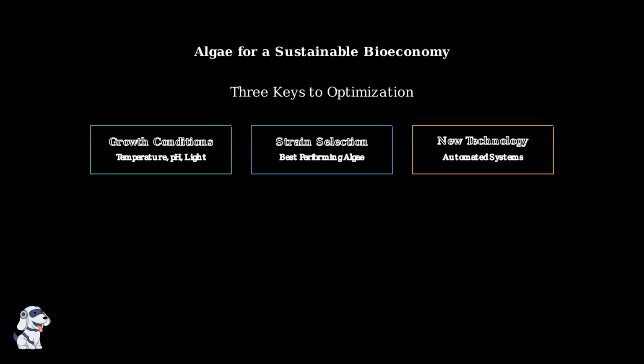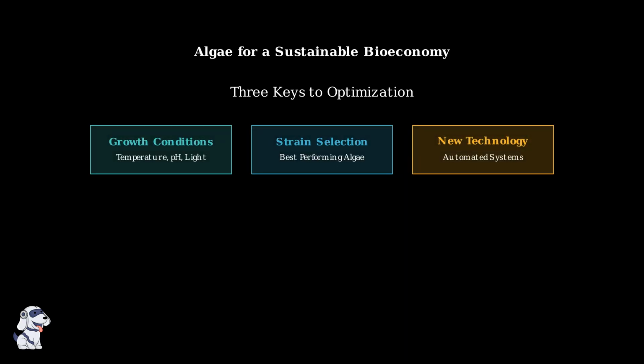The future of sustainable biotechnology lies in optimizing algae cultivation. By combining smart growth strategies, advanced technologies, and scientific understanding, we can unlock algae's full potential for our bioeconomy. Success in algae cultivation depends on three critical factors. First, optimizing growth conditions like temperature, pH levels, and lighting. Second, selecting the best performing algae strains. Third, implementing new cultivation technologies.